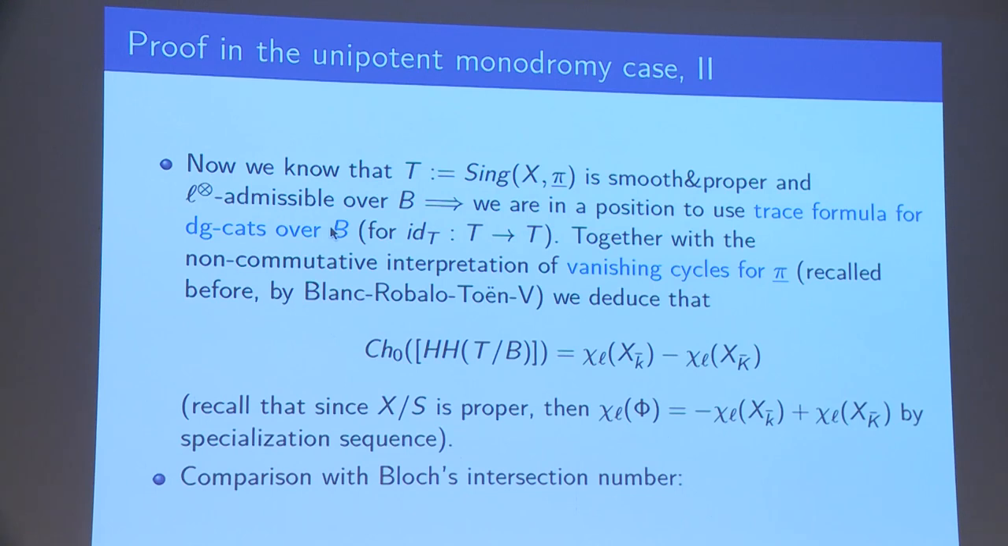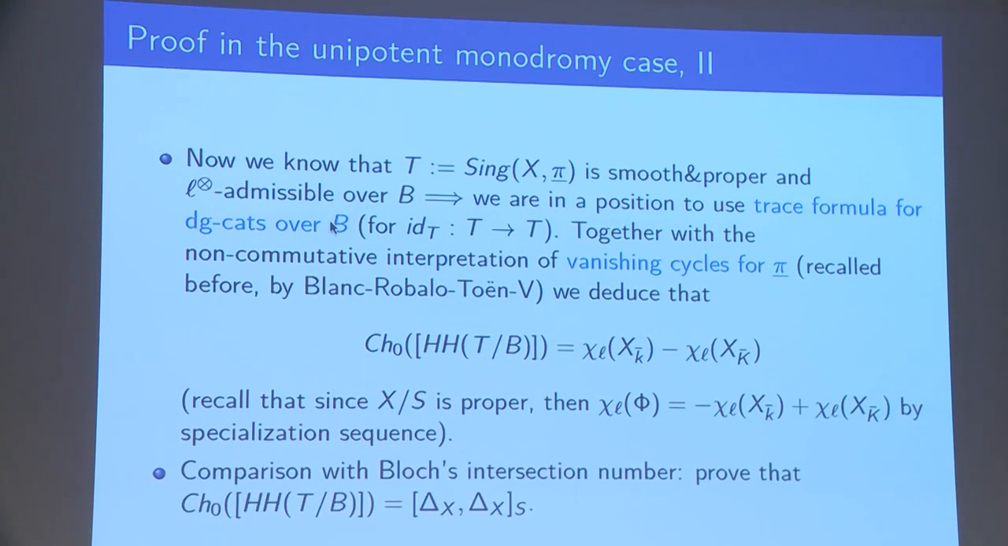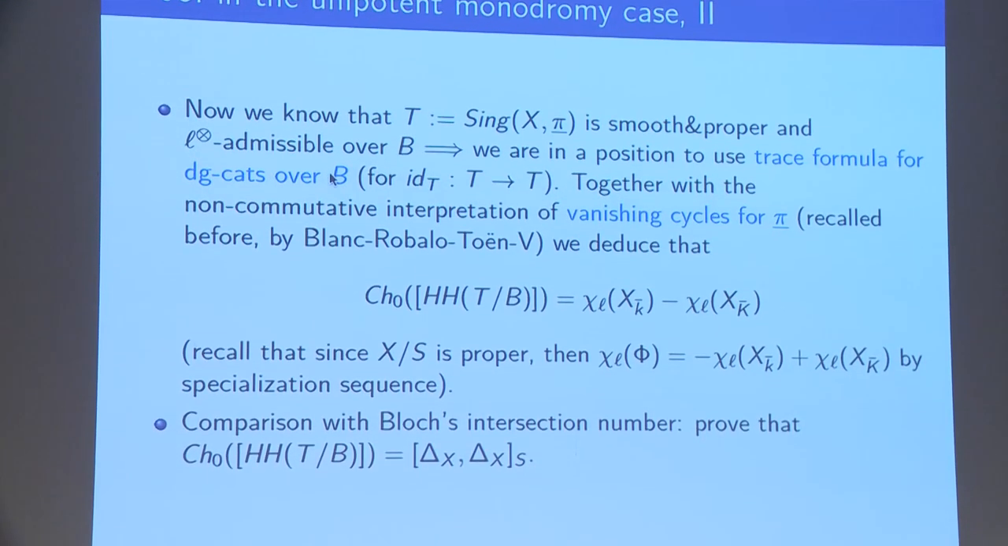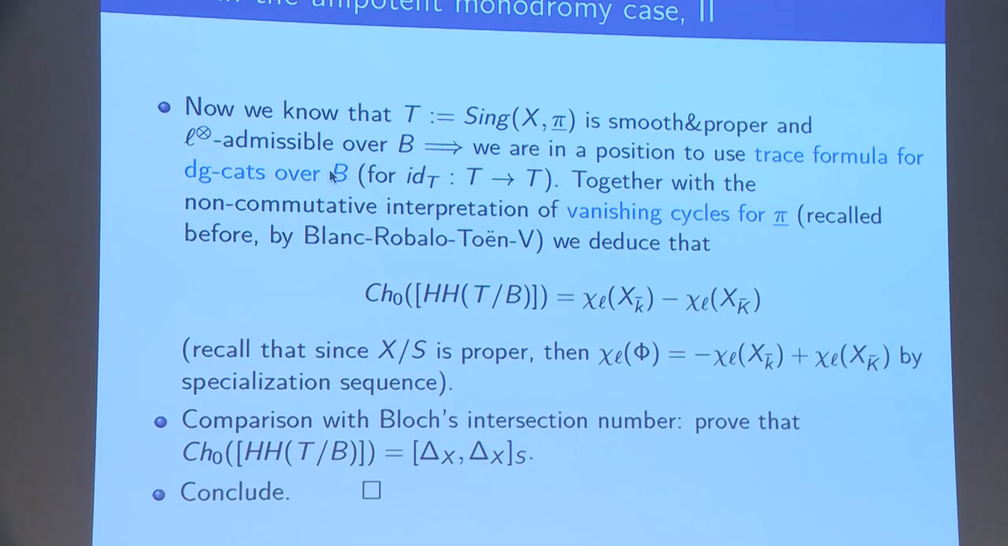Now, this is a conductor formula, so it tells you that this difference of Euler characteristics, the Artin conductor in this case, minus the Artin conductor, is some Chern zero of something. So this is already a conductor formula. But to get to Bloch's formula, you need to prove that the left-hand side is Bloch's intersection number. So we prove this, and then you conclude.